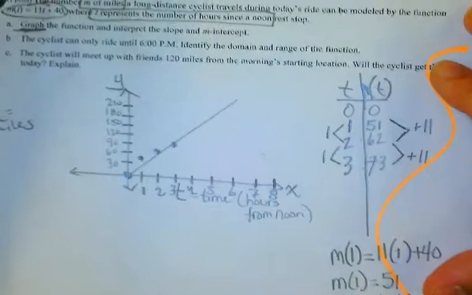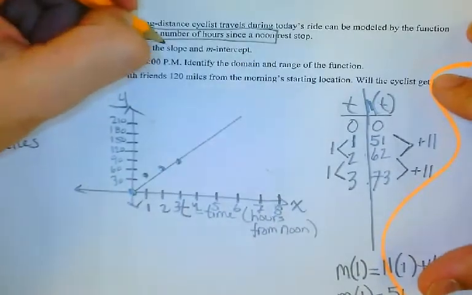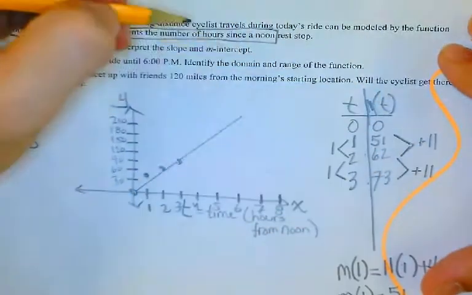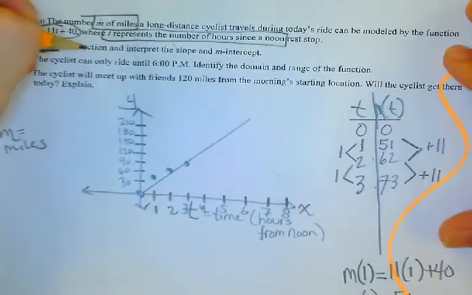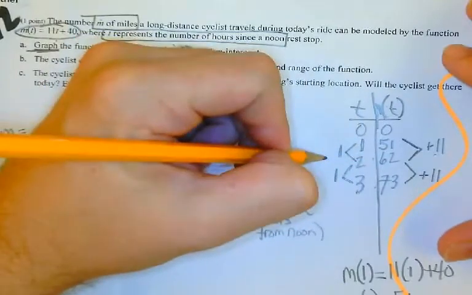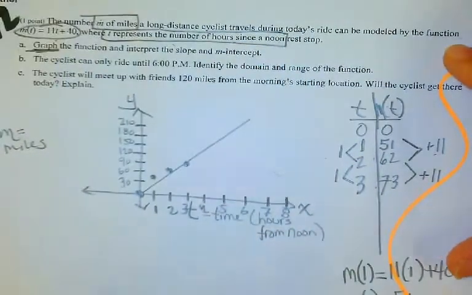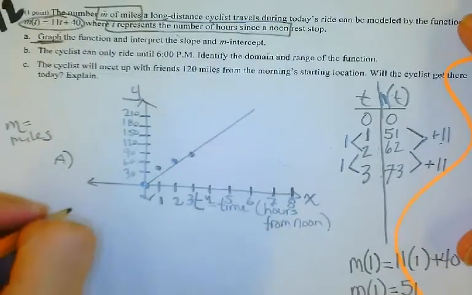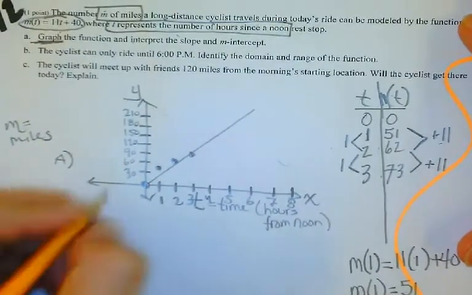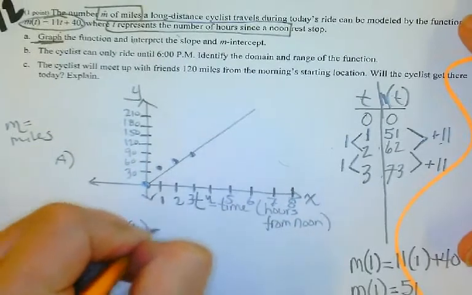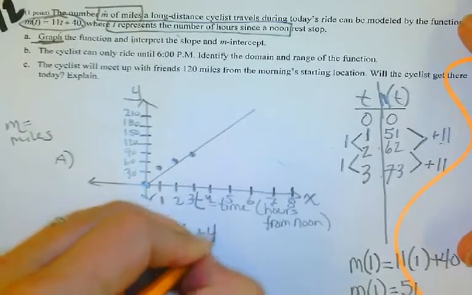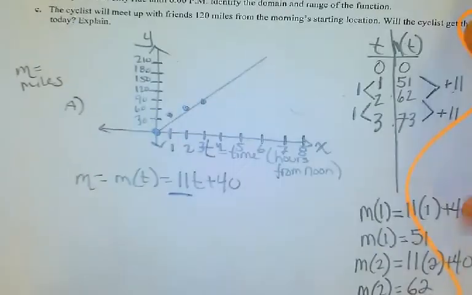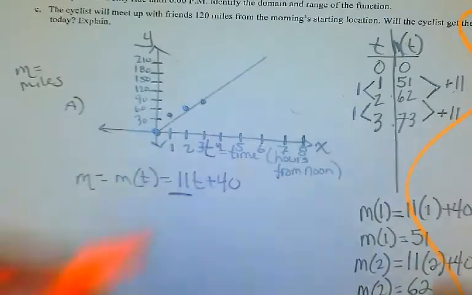Like that. So it says interpret the slope. And so my slope is in my equation. It is 11 over 1. So here's part A. Here's my graph. And my slope is the number in front of the independent variable. So in this case, my slope has to be 11.